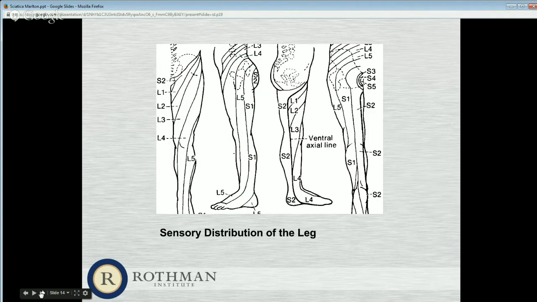The L4 nerve goes usually into the front of the shin and it stops at the ankle. L5 goes all the way down into the foot, to the top of the foot, into the toe. And usually the S1 goes down the back of the leg into the calf, into the bottom of the foot. So that's how we kind of distinguish between these different areas.